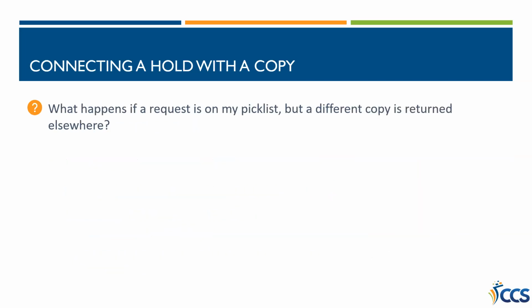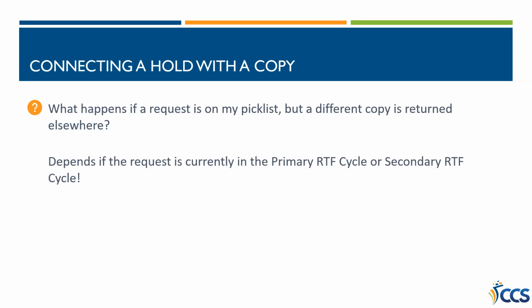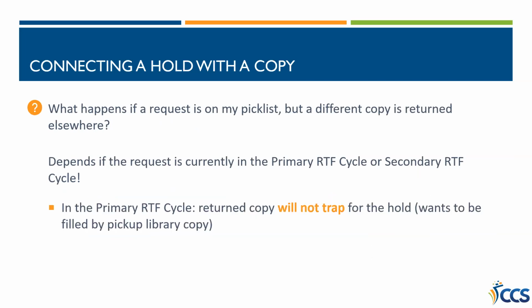And then finally, what happens if a request is on my pick list, but a different copy is returned elsewhere? So another library checks in a copy. And this answer is going to depend on if the request is currently in its primary request to fill cycle or the secondary RTF cycle.